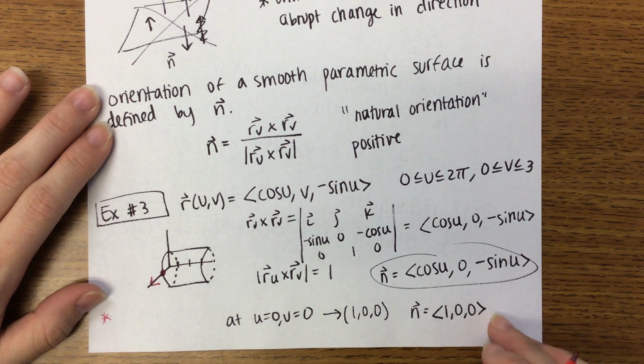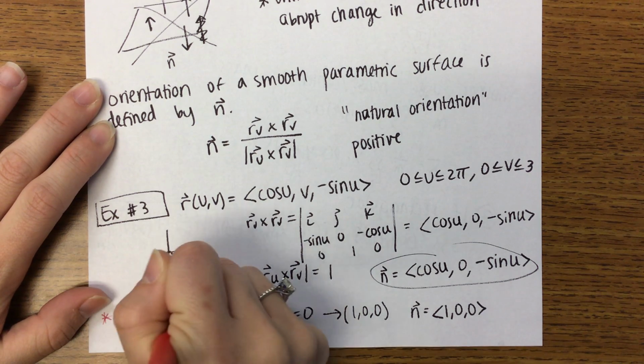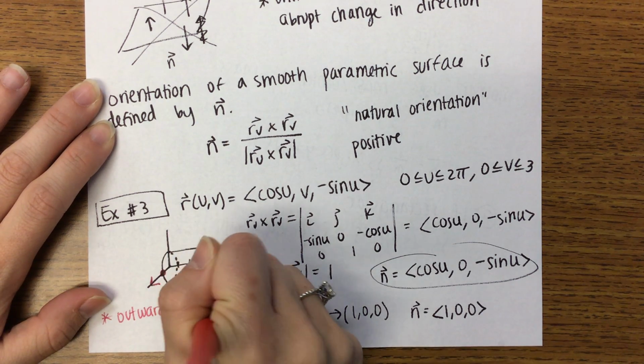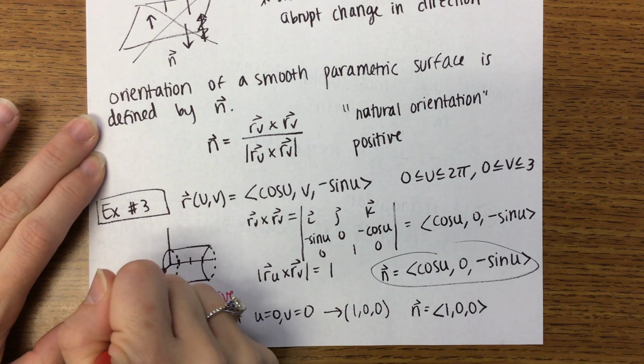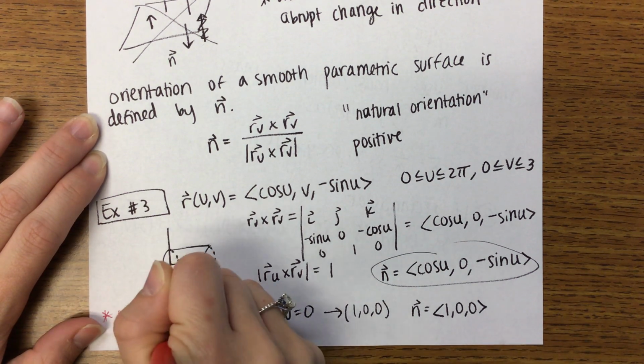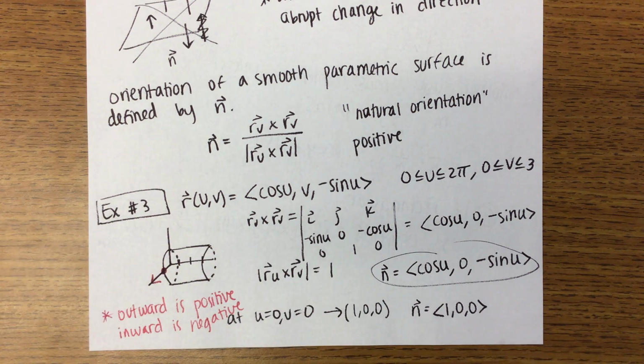Okay, so that's really important. What that tells us is that outward orientation is positive. So the natural orientation of the surface is going outward. Inward then is going to be negative. And again, that's not going to change abruptly. Outward will always be positive for this surface.